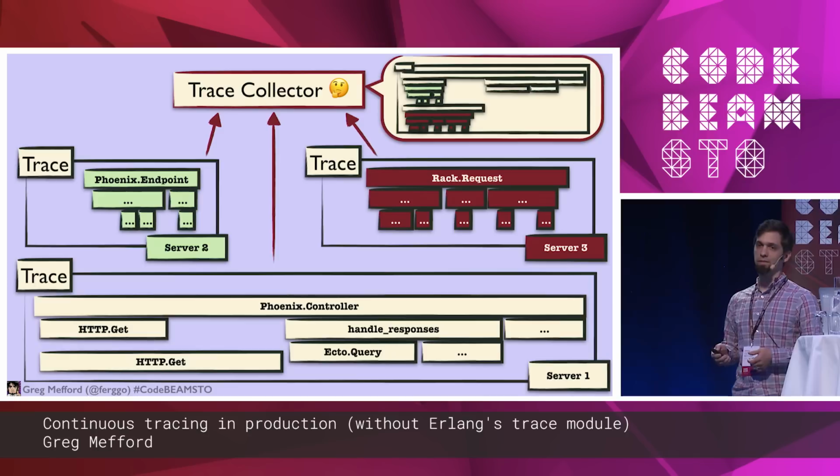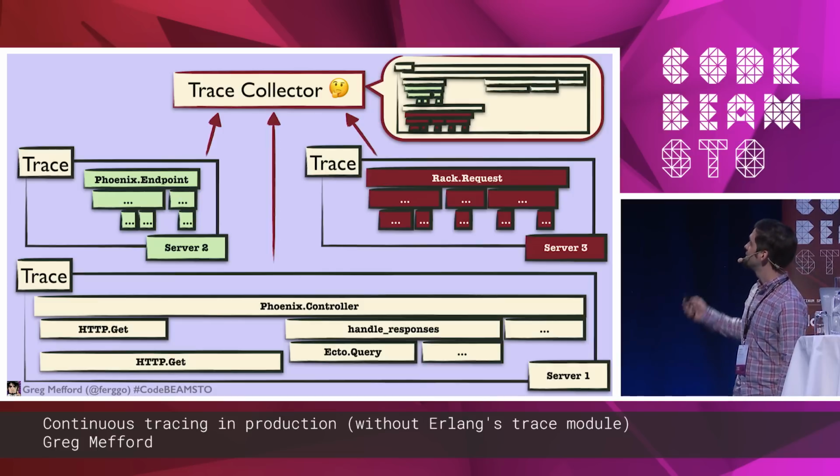And then each of them sends up their piece of the puzzle. So they say, hey, for this trace, I have these spans that I want to submit up. Each server has its own piece. And then the trace collector thinks about how to piece these pieces back together. So then you get the full trace at the collector end.